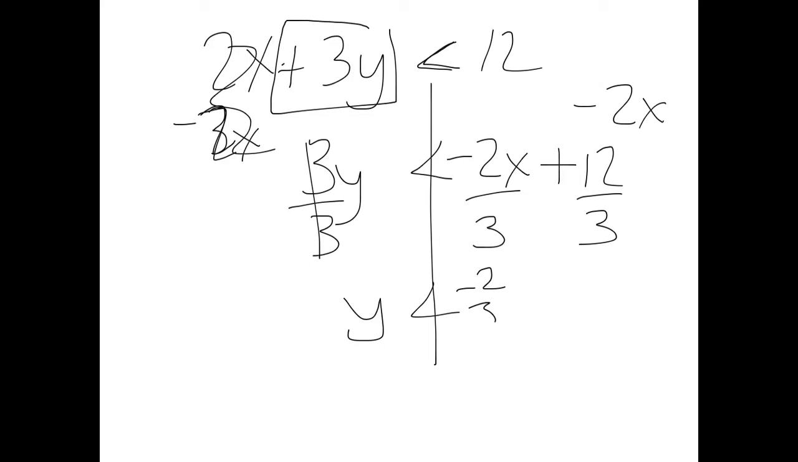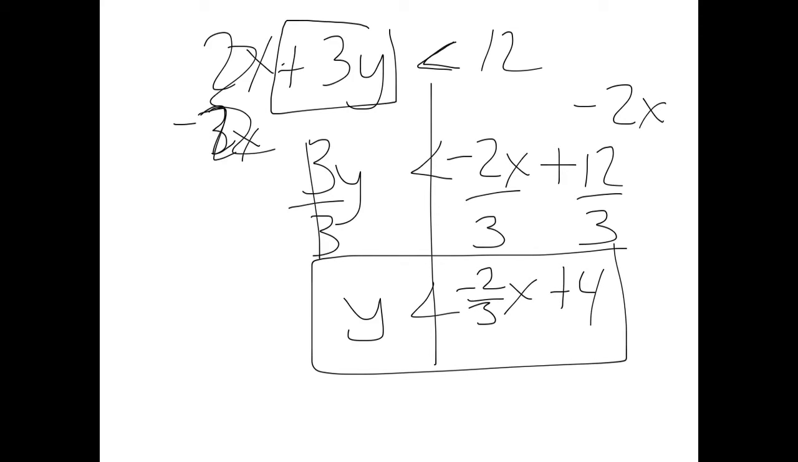Negative 2 divided by 3, math 1 enter, stays negative 2/3 x. 12 divided by 3 is 4. And so this is ready for the calculator. We can even get the calculator to do shading. That's my m. That's my b.